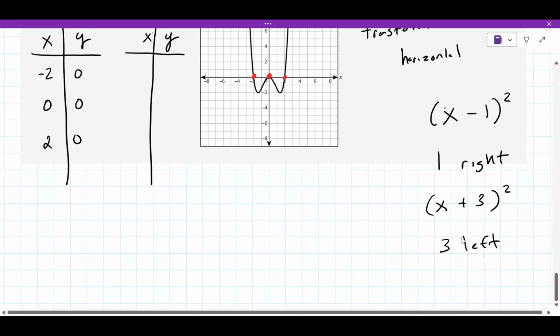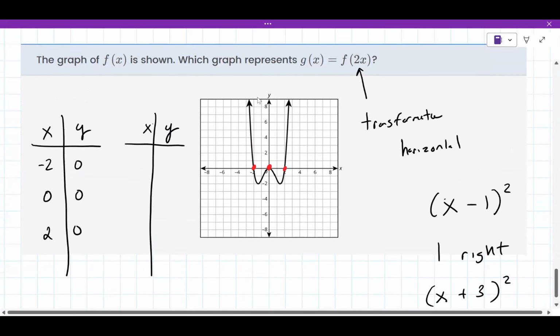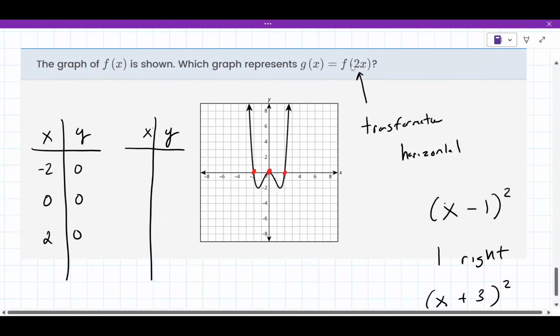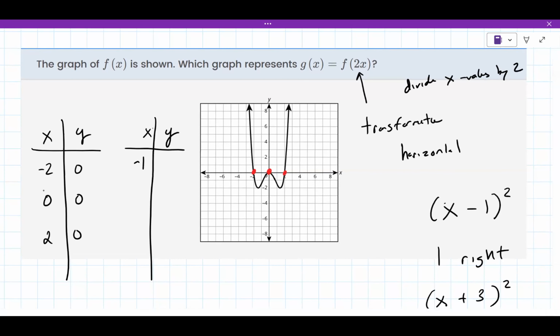Okay, so the thing is it's like backwards. Why is minus 1 right and plus 3 left? It's just backwards, and we can get into why that is. That's not really important, but you might think that 2 is a multiplier, but it's not. You actually end up dividing the x values by 2. So every x value you're dividing by 2, and there's no change to the y values.